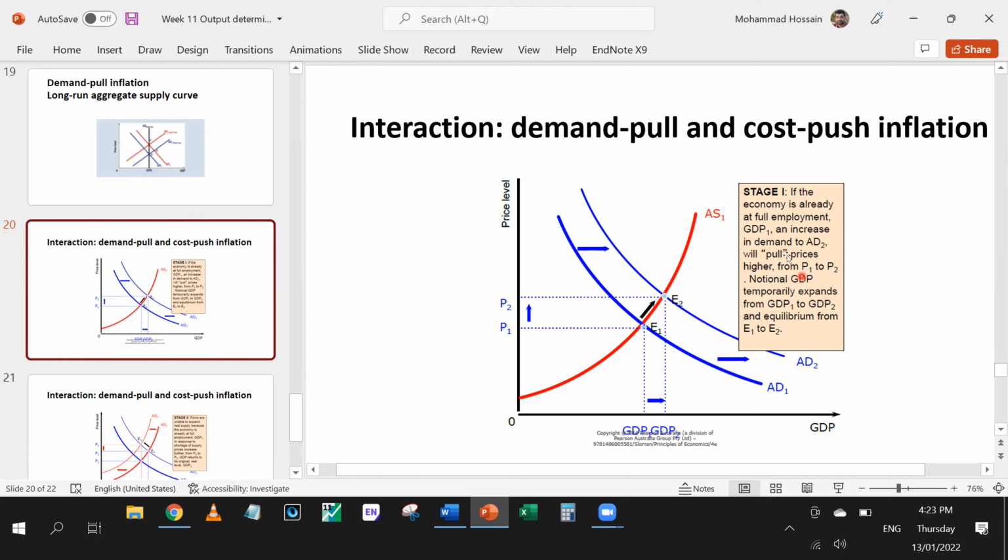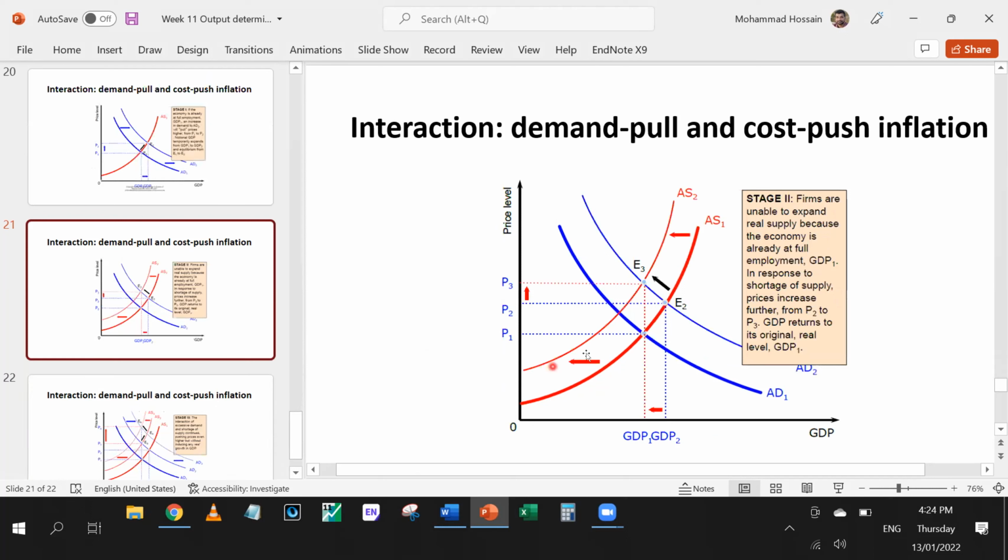All right. So you can see an increase in demand to D2 will pull the prices higher from P1 to P2. The price will be going high. It was at the E1 point. People will start to demand more. The demand curve will be going to the right at this point, and the equilibrium will be shifting to the right. The price has gone up, so P1 to P2. So national GDP temporarily expands from GDP1 to GDP2 and the equilibrium shifts from E1 to E2.